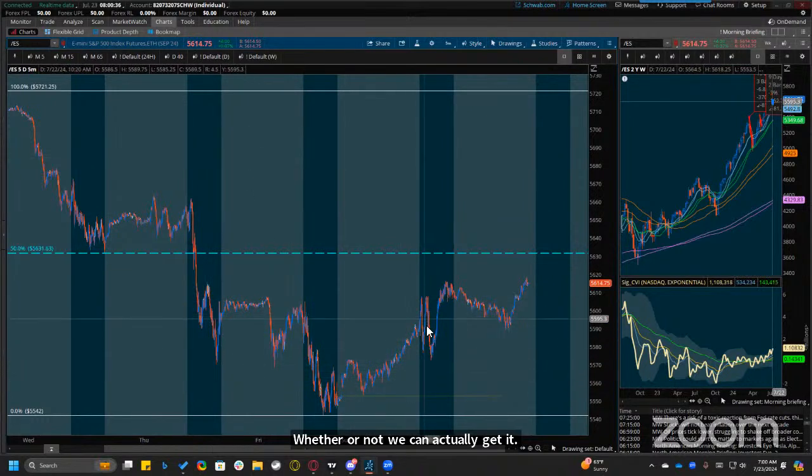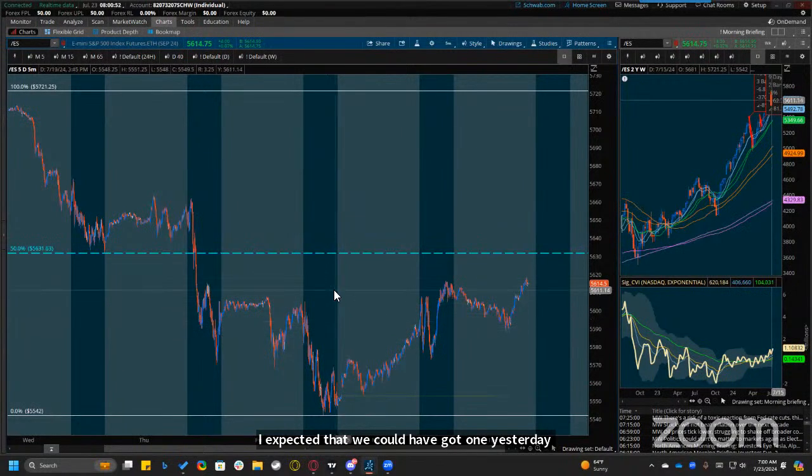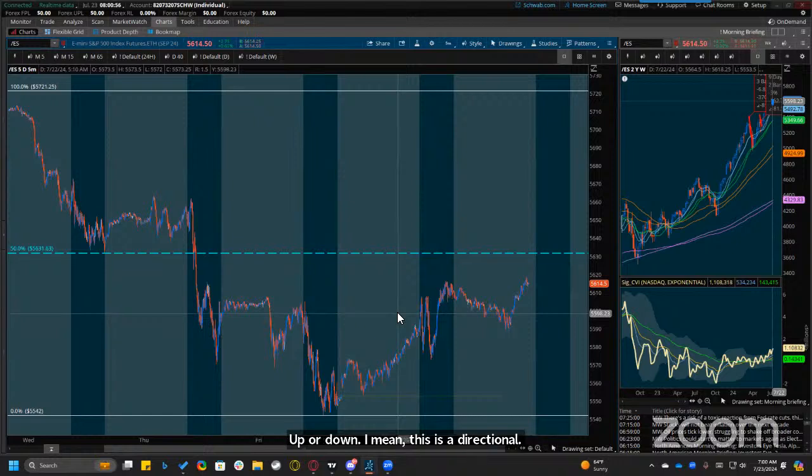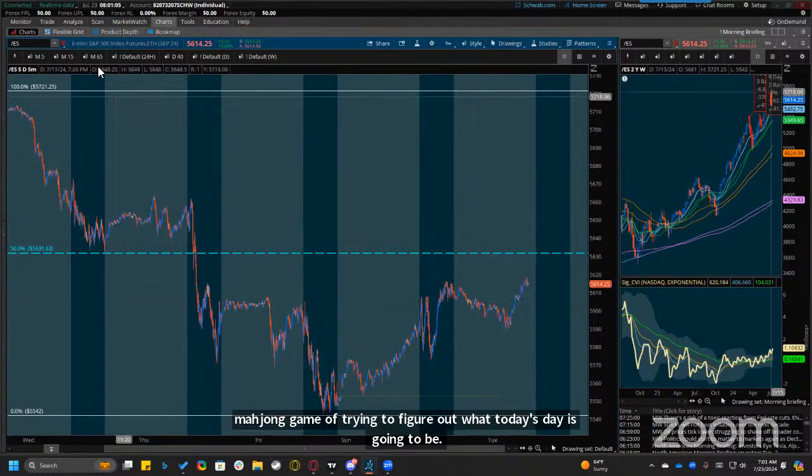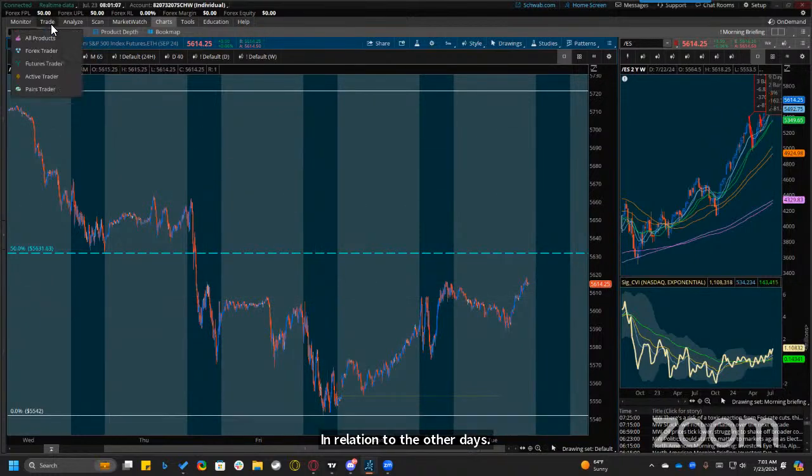Yesterday was a really good candidate for one of those days. We had a strong, really big gap up and a lack of real data coming in that should shake the markets. I expected that we could have got one yesterday, up or down. I mean, this is a directional conversation, just a mahjong game of trying to figure out what today's day is going to be in relation to the other days, because these days just repeat again and again, right?